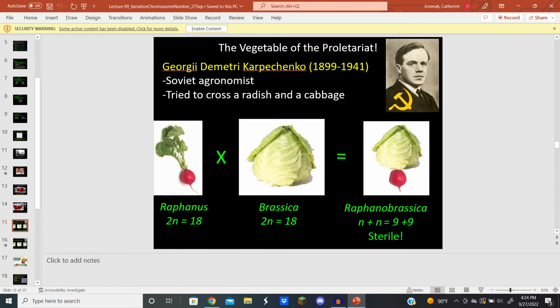So these were sterile. And he did this over and over again, right? Lots of pressure to get this to work. Until one time, he had one individual that ended up producing flowers and seeds, right?